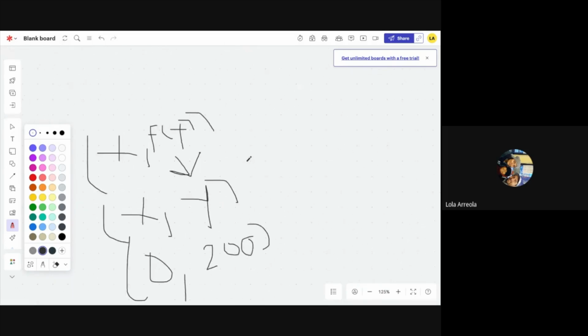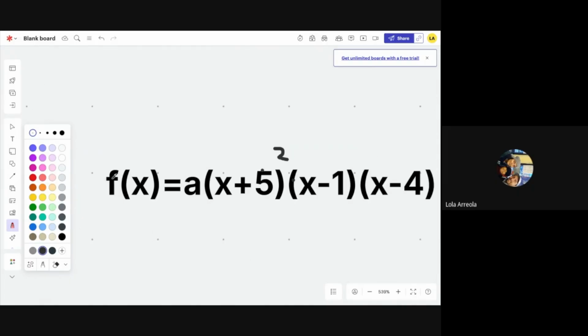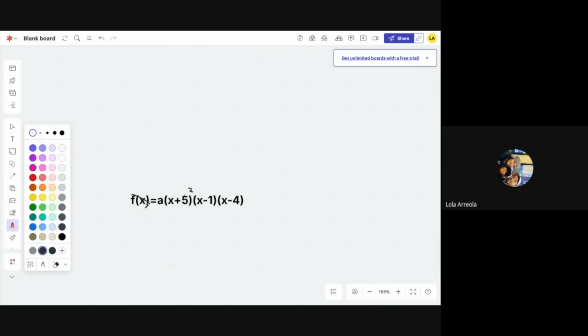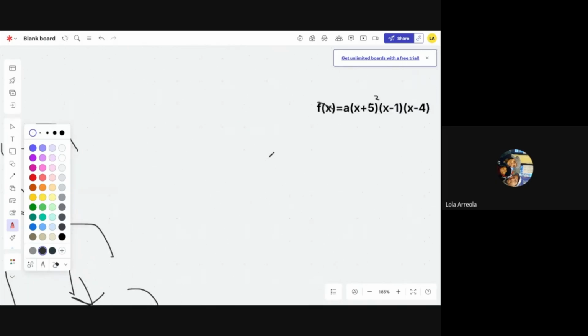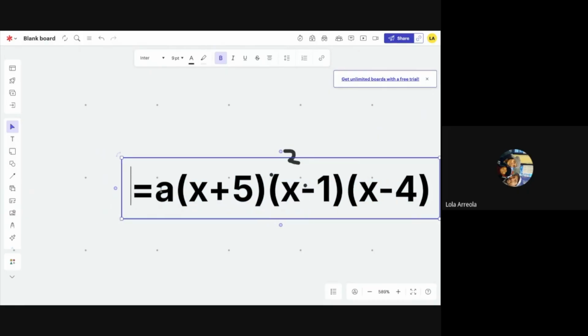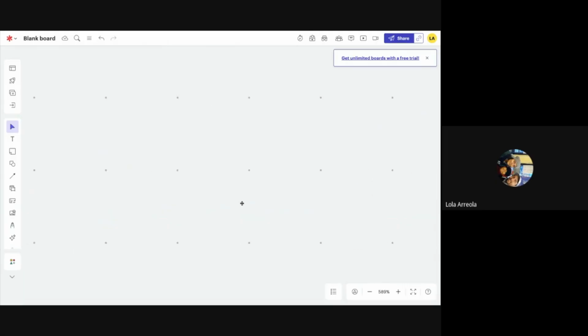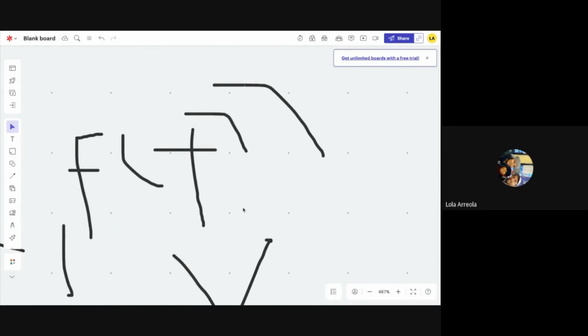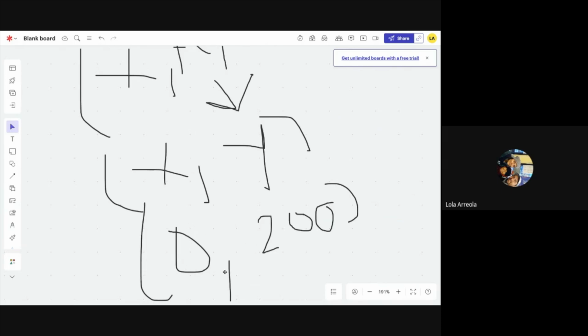So what it means is to use the equation that we have, but instead of f of x, what am I plugging in for f of x? 200. You guys see how 200 is my f of x? So instead of f of x, I put 200. And instead of x everywhere, what x value is being given to me? 0. So I'm going to use the point (0, 200).